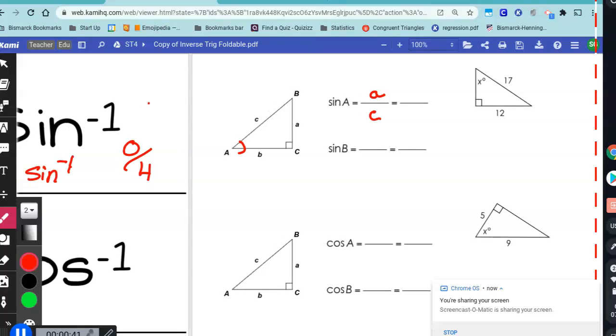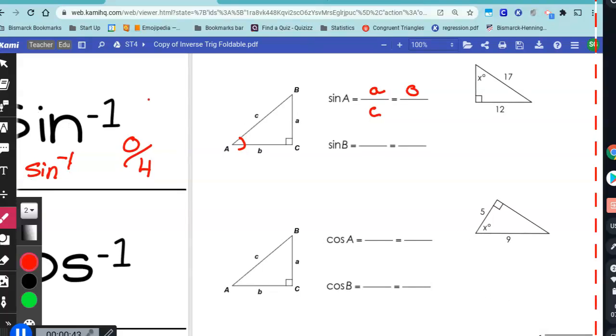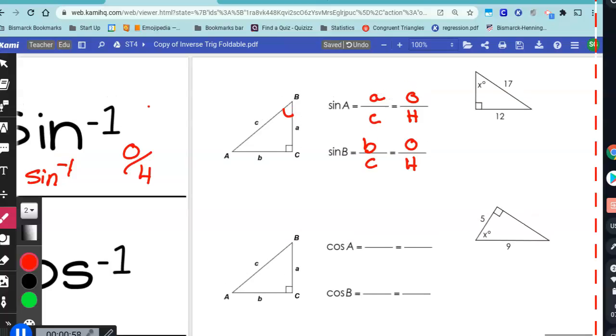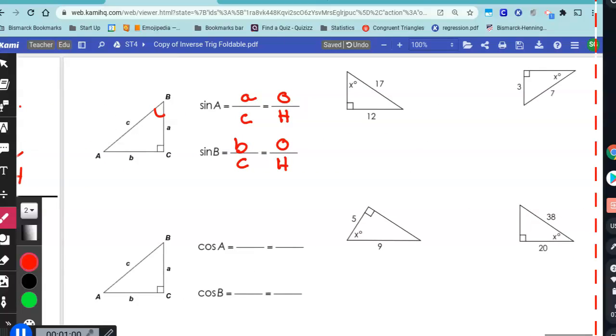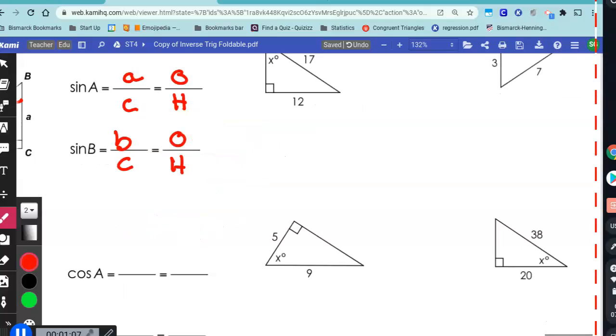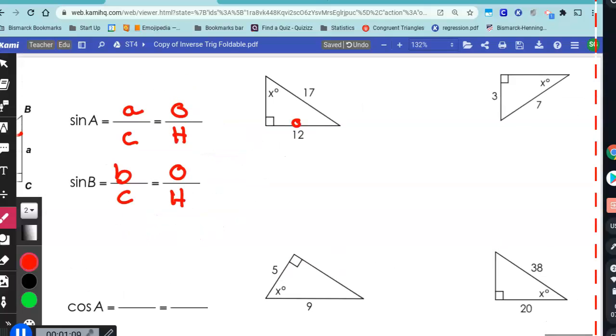Now we're going to go ahead and put an O and an H, opposite over hypotenuse. And when we're looking at sine of B, it's still opposite over hypotenuse, but in this case it's going to be little b over little c. So that's all the same as before. Here in this first one with the 17 and the 12, the 12 is the opposite, and the 17 is the hypotenuse.